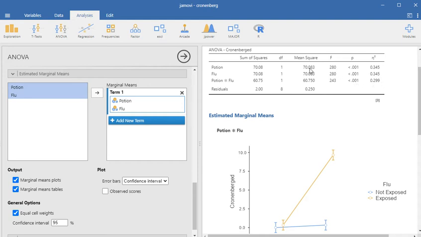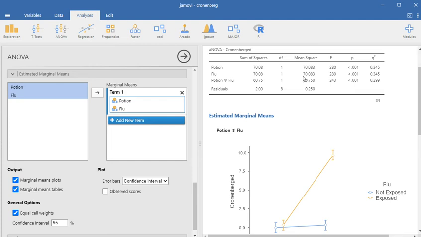1 degree of freedom goes to potion, because there's 2 levels in potion. So k minus 1, 2 minus 1 equals 1. Flu, same thing. The degrees of freedom for potion by flu is multiplicative, so it's going to remain 1. And then that just leaves us with the 8 remaining degrees of freedom for the error term. Okay, the sums of squares get partitioned the way they're supposed to be partitioned, and then they're divided by their respective degrees of freedom. These F values look ridiculously large. It's pretty clear that some serious Cronenberging has happened.